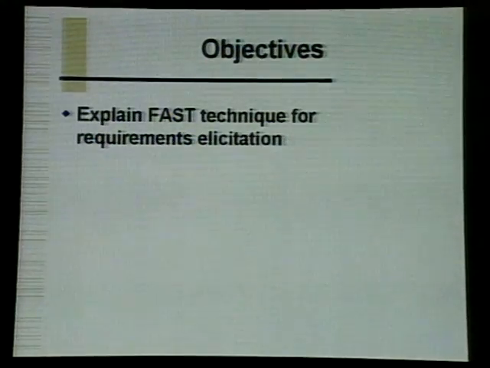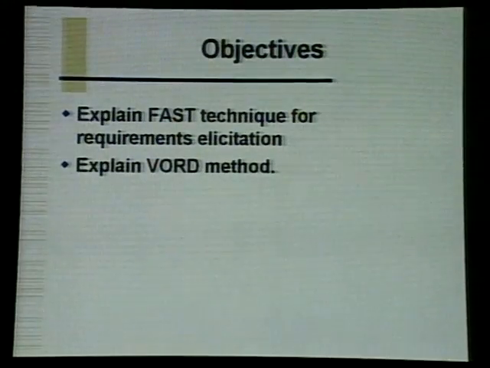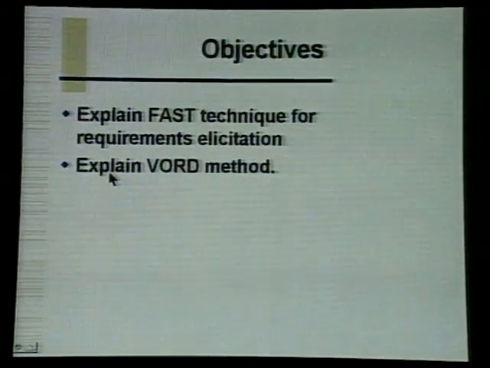In today's program, we will explain the FAST technique for requirements elicitation, and we'll explain another technique which is called WORD. Both of these techniques we are going to discuss in this program are very formal techniques. They specify the way the requirements should be gathered in a formal approach.